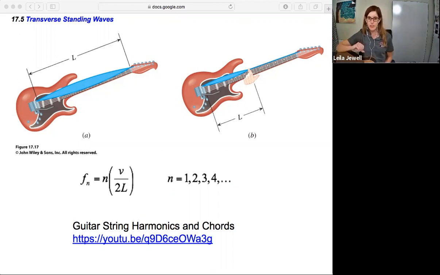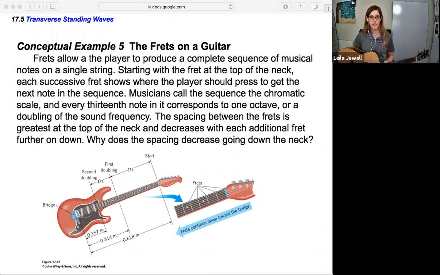Now, one more conceptual example here, the frets on a guitar. So the frets allow you to produce a complete sequence of musical notes, right? Just by moving up to different frets. And so that was a chromatic scale where it was every possible note in sequence, up to 1 octave. Now the interesting thing here is the spacing changes. So the spacing up here, right at the top of the neck, is significantly bigger than as you get down here, where that same spacing is almost 3 frets.